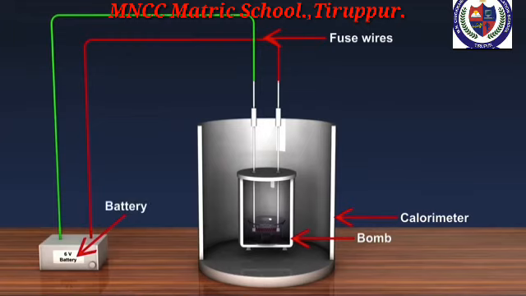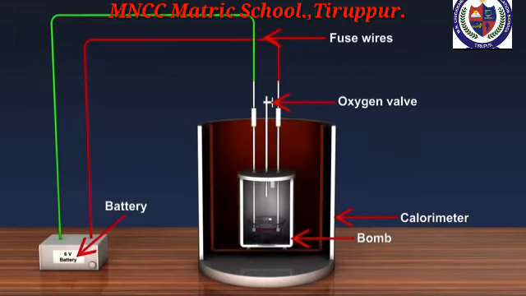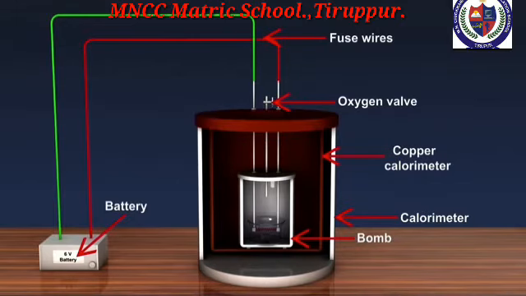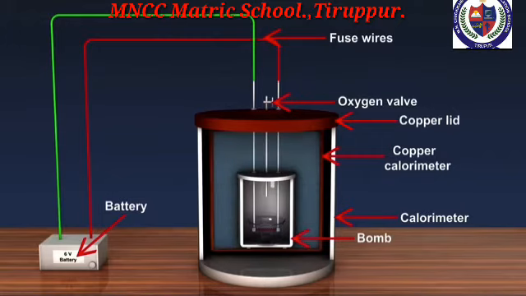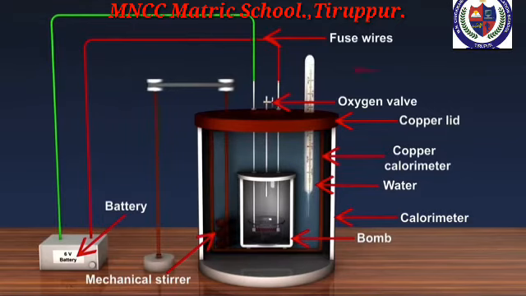Two fuse wires made of magnesium fixed to a 6-volt battery are used to ignite the fuel. A channel for the supply of oxygen is placed to help the burning of the fuel. The steel shell of the bomb is enclosed inside the copper calorimeter. The calorimeter is closed from the top using a copper lid. The space between the calorimeter and the bomb is filled with water.